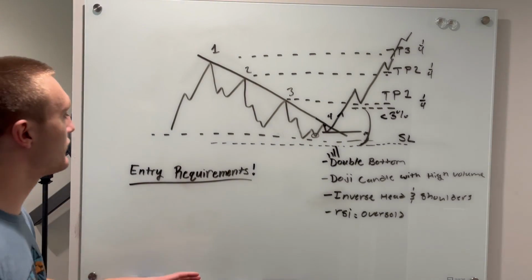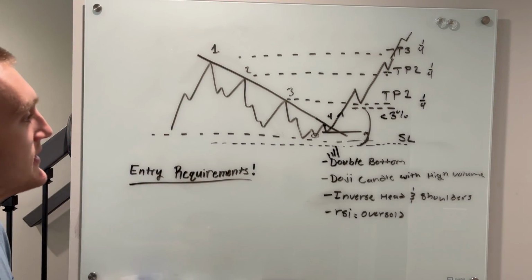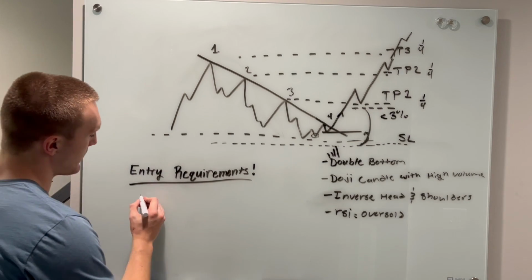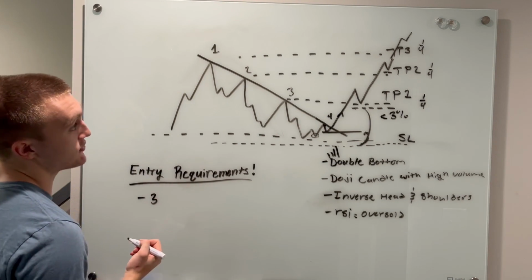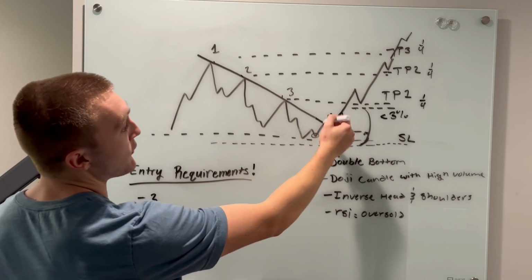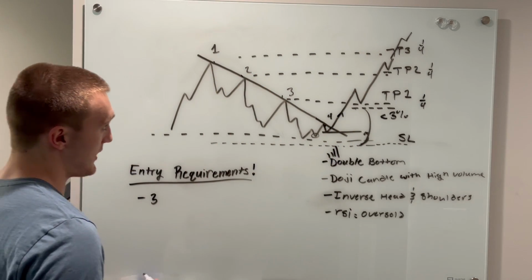And finally, let's cover our entry requirements. Now, the first thing we need to look for is, again, at least 3 touches on the downtrend. 1, 2, 3, and on the 4th touch, we will take our entry.